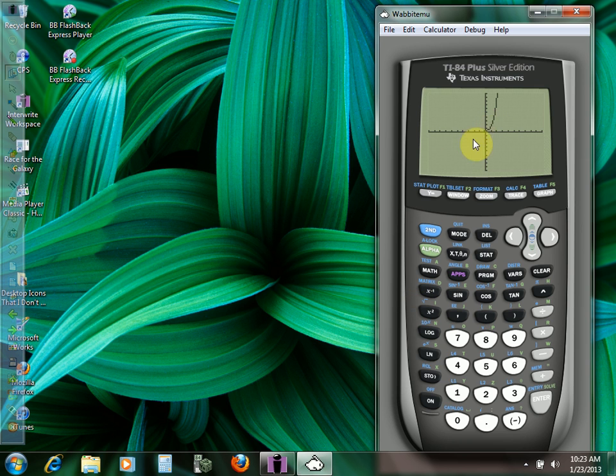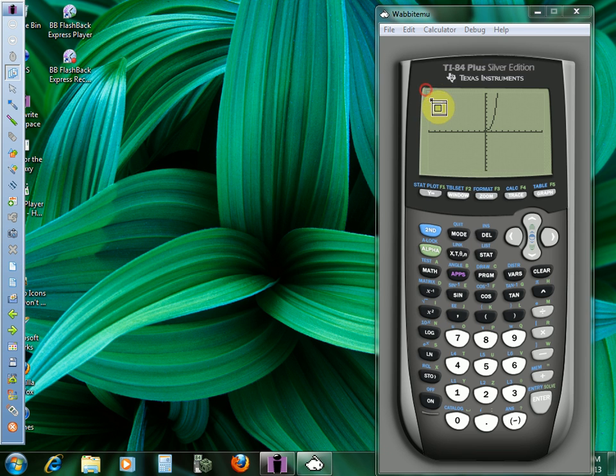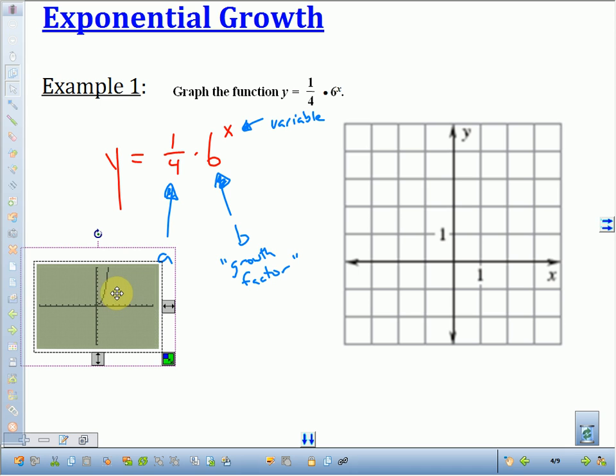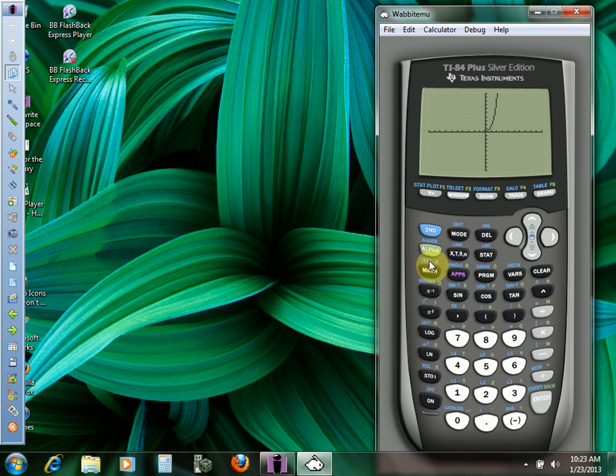Now that's nice and all, and I will take a picture of that for our notes here. But that is not really going to help me. I can't really get much information out of that picture. So instead, I want to go to the table, and to get to the table, of course, I hit second graph, and you can see it gives me this list.